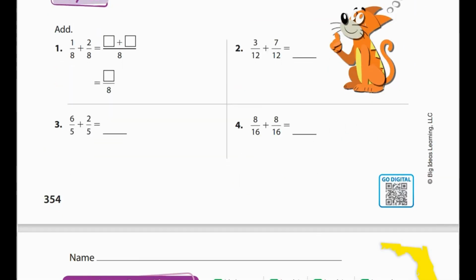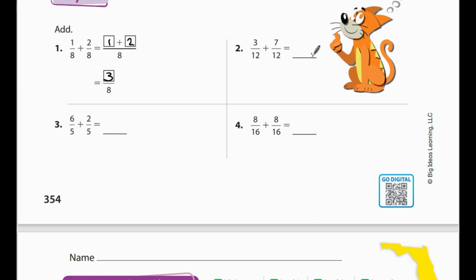So let's go ahead and try it. It tells us to add. Now we're just adding the sum of fractions. We are adding 1/8 plus 2/8. I'm really adding the 1 plus the 2, which makes it 3/8.